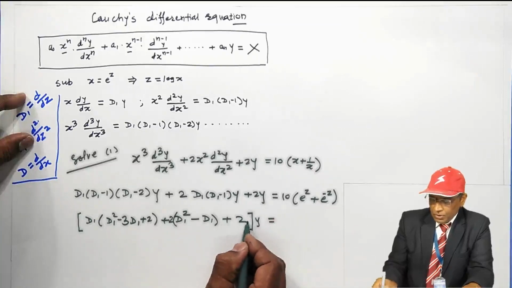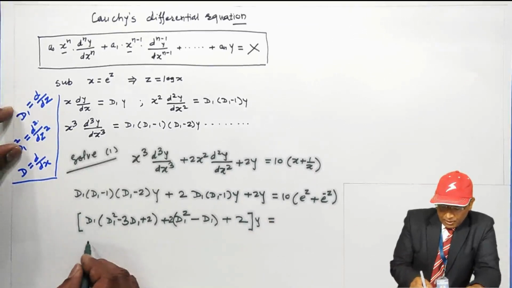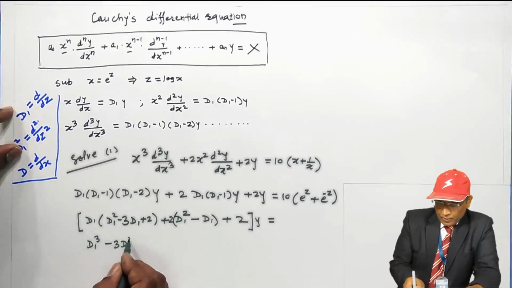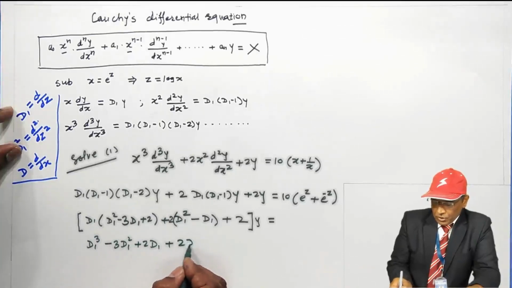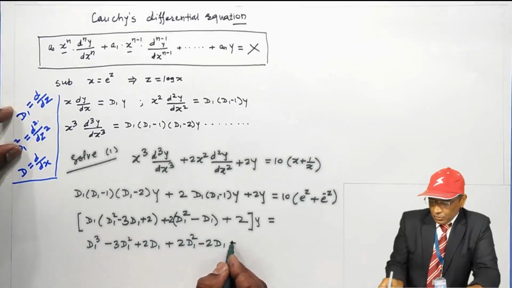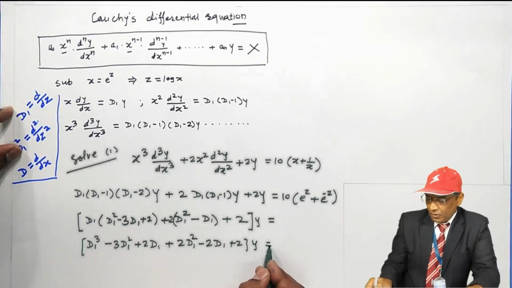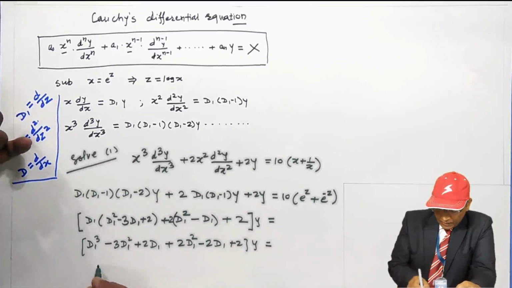Y, I have taken common, means 2. Okay, try to simplify: d1 cube, 3d1 square plus 2d1, plus 2d1 square minus 2d1 plus 2. Yes, simple multiplication, equal to right hand side. Now try to simplify this one again.